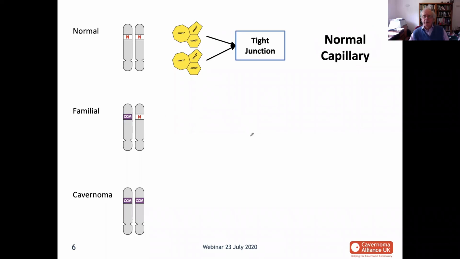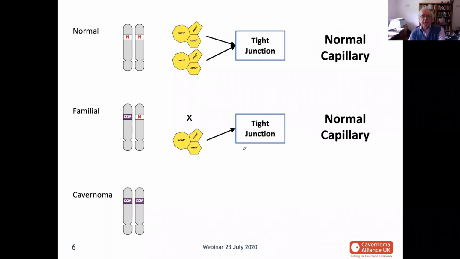Now, in this situation, what happens with the complexes? And the answer is the one which has the Cavernoma abnormal gene gives rise to nothing, and the one that has the normal gene gives rise to the complex. And that is sufficient to produce enough of what happens along here to give a tight junction. And so you get a normal blood capillary. So the familial person is born with one Cavernoma gene abnormal and one normal gene, and they will have normal blood capillaries.